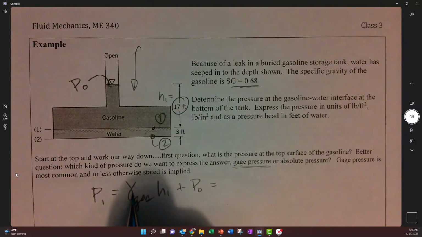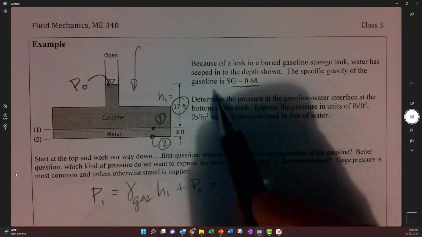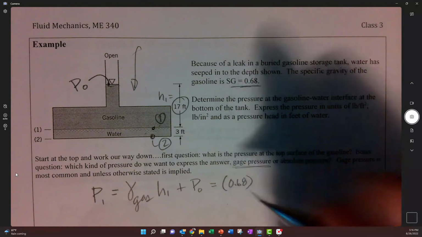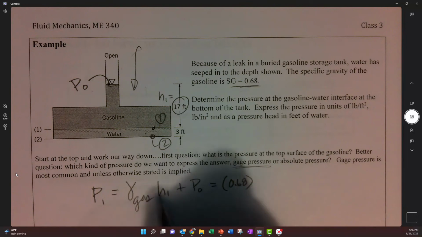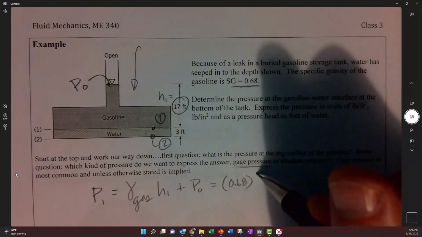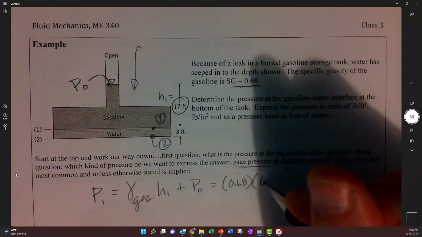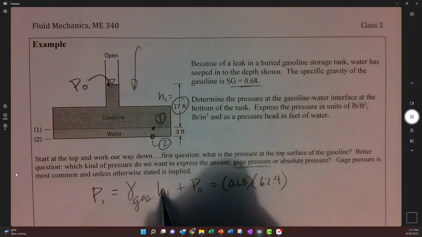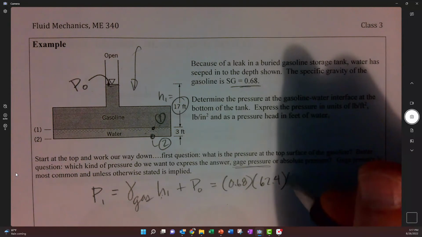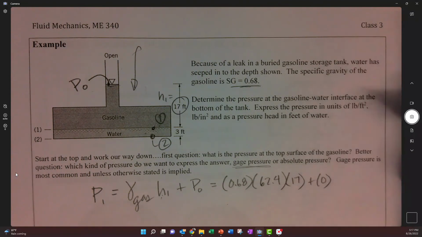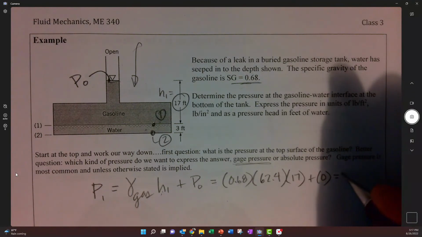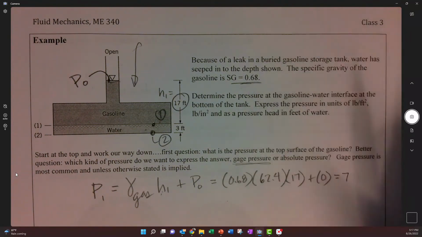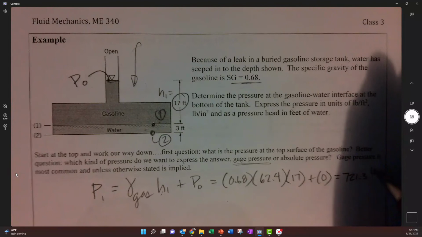Because we could look up this gasoline, but we're actually given the specific gravity. So all we need to do is multiply the specific gravity times the weight density, or the specific weight of water, which we're going to use pounds force right here, or just regular pounds. So 62.4 pounds per cubic foot. And all you have to do is make sure you use the same units. We'll use feet here. So that's going to be 17 feet plus 0 for the atmospheric pressure. And what we end up with is 72.1. What did I get? No, 721. Sorry, I misread my own notes here. 721.3 pounds per cubic foot.